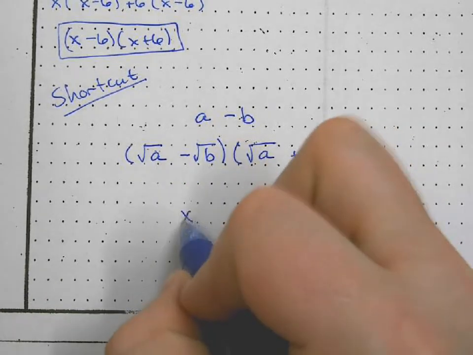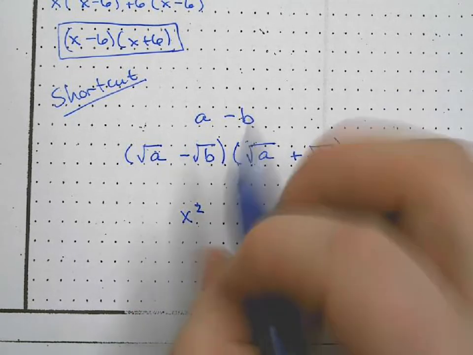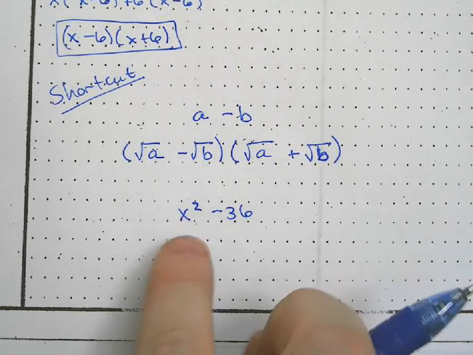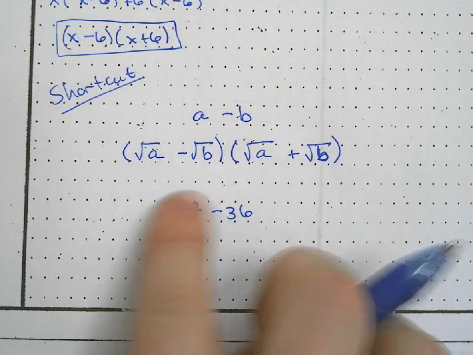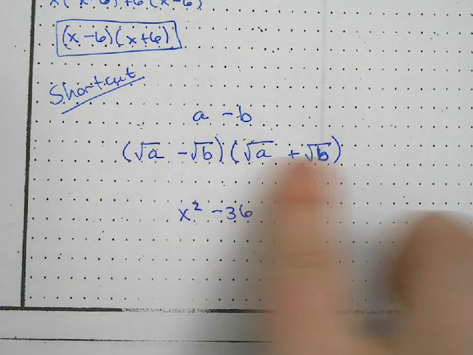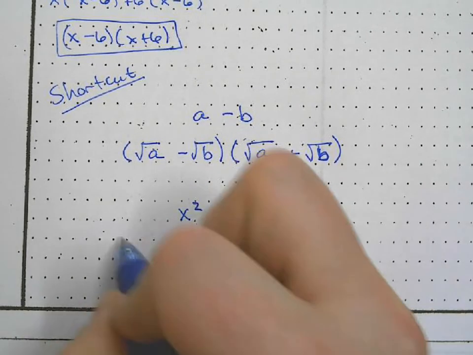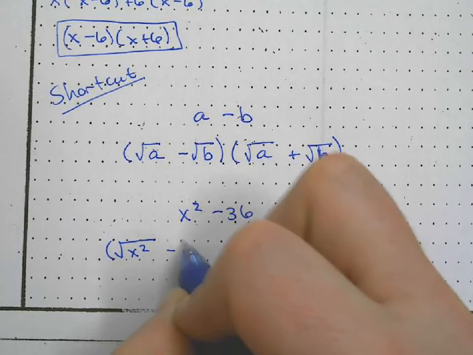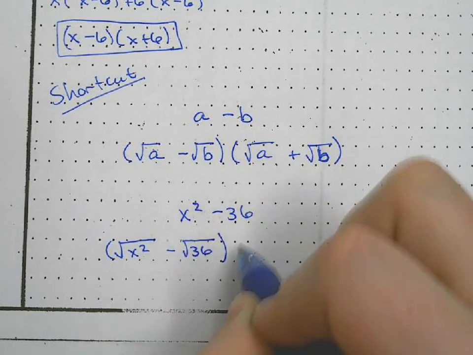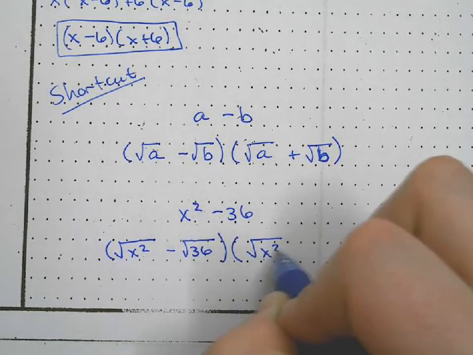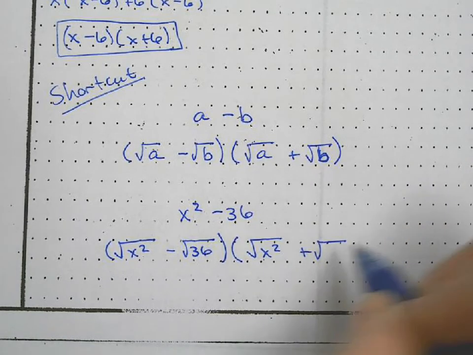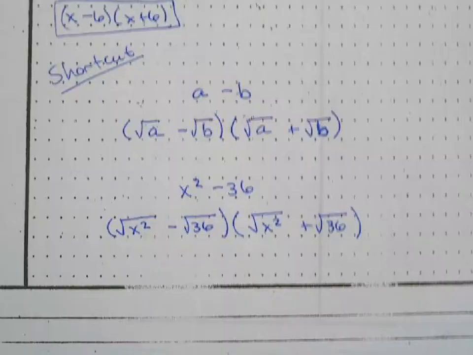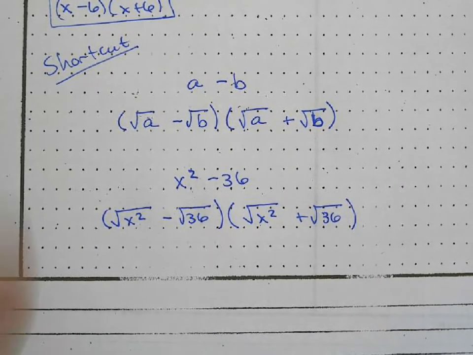So let's say my two terms I'm multiplying are x squared minus 36 again. So we can just plug everything in. This is my a, this is my b, and I'm just plugging into my square roots. So I can say the square root of x squared minus the square root of 36 times the square root of x squared plus the square root of 36. And then we'd simplify this.